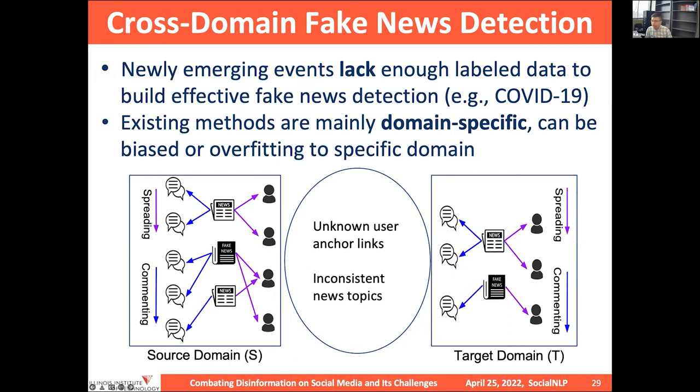Users in the source domain and target domain can post comments and have different types of engagements. But across these two domains, usually we do not know the anchor links of the users, meaning we do not know which user on the left corresponds to which user on the right. We don't have this kind of linkage. And second, we do not have consistent news topics. For example, in the source domain they're all talking about politics, but in the target domain they're all talking about COVID-19, for example.